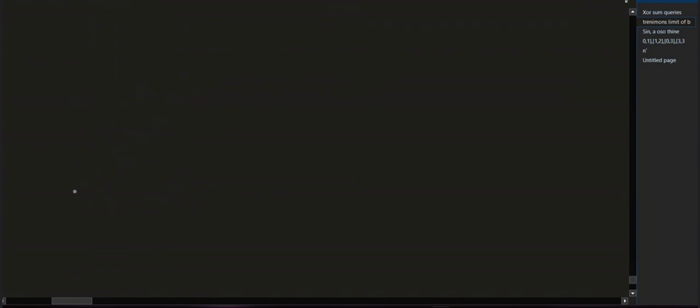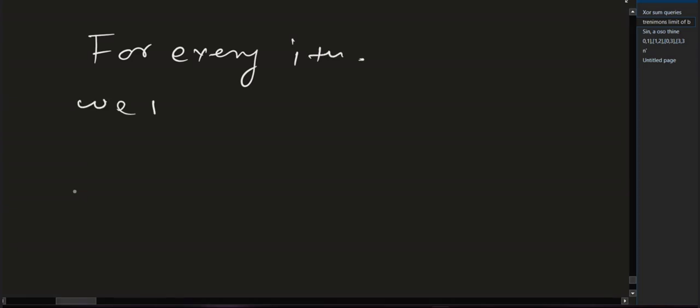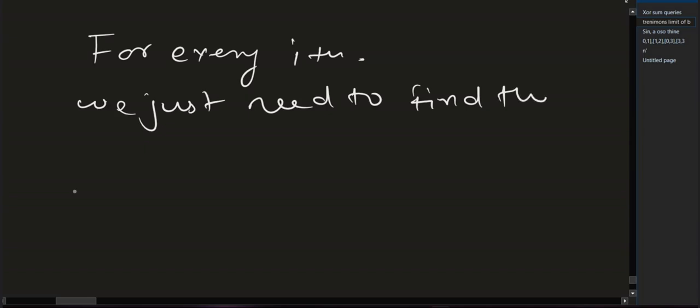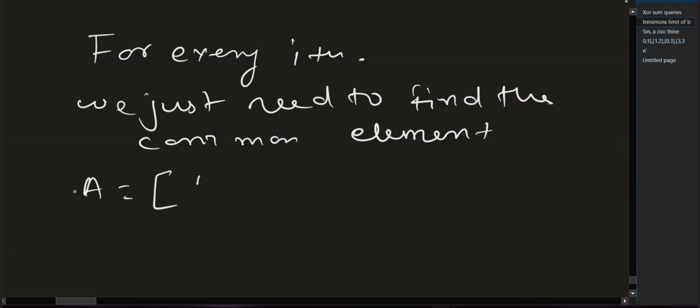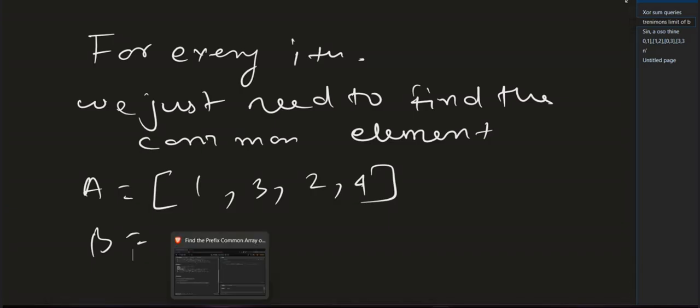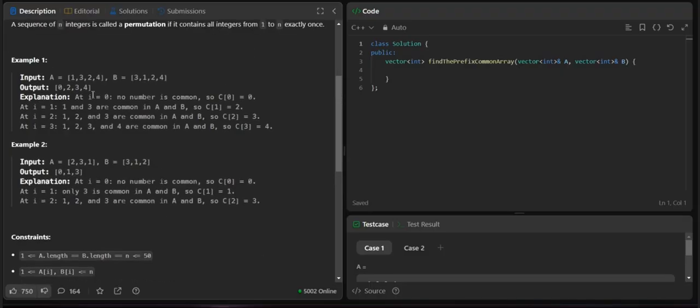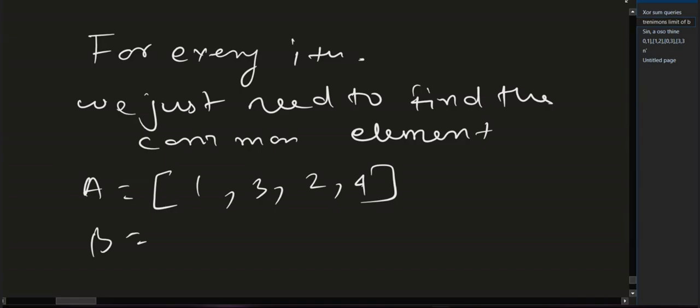So my second approach was, we need to make an observation: for every index i, we just need to find the common elements, right? Let's take whatever the test case was, like A is 1 3 2 4, and B was 3 1 2 4.